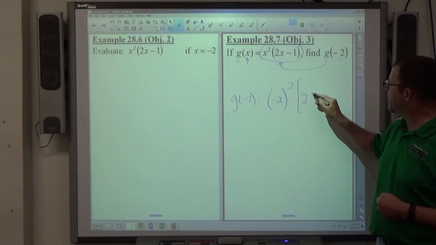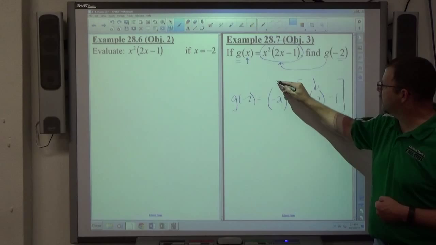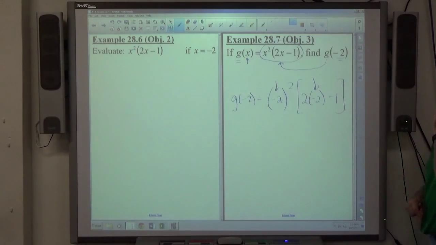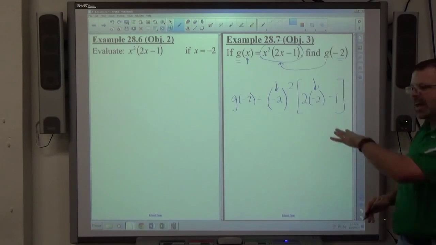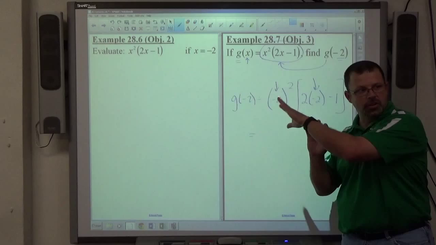And then I got 2 times x minus 1. So in each case, the x got changed to a negative 2 because that's what x equals in the functional value problem. Again, as I'm working it out, I don't have to keep writing g of negative 2. I'm just going to keep putting an equal sign to remind myself that there's something over there.